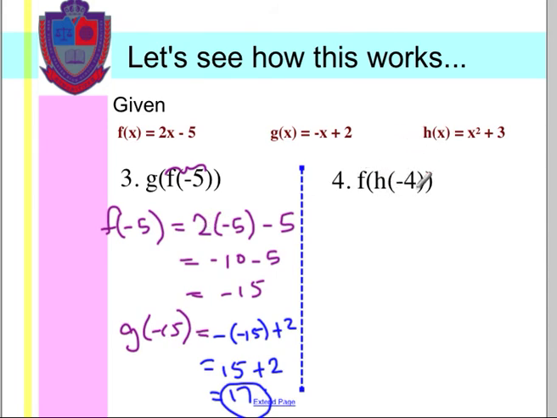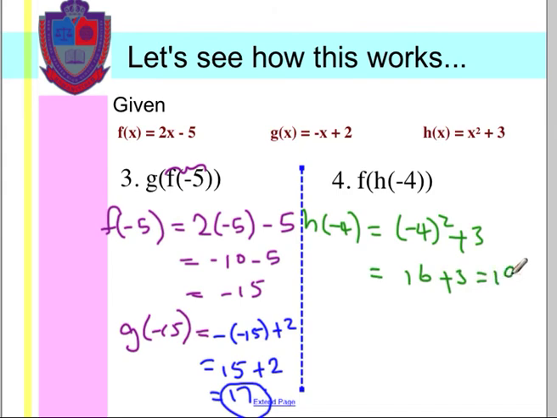So here, f of h of negative 4. All this means is I do h of negative 4 first. So h of negative 4 becomes negative 4 squared plus 3. Negative 4 squared is 16, plus 3 is 19. So now I replace this with 19. I need to find f of 19.